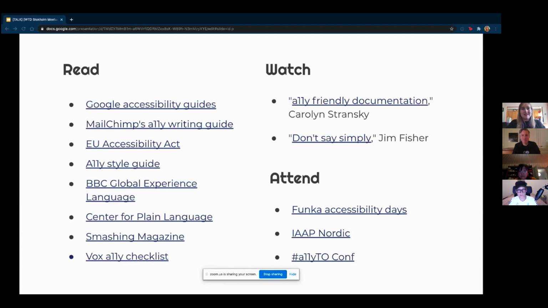small changes. Don't try and do everything at once. It's okay to take your time and to say, today my goal is to make sure that all of the headings in my documentation are semantic and make sense. One thing at a time.